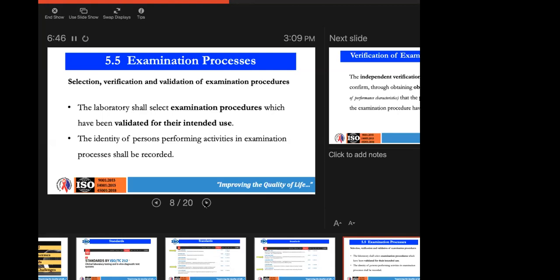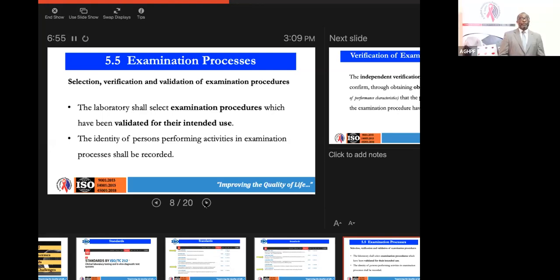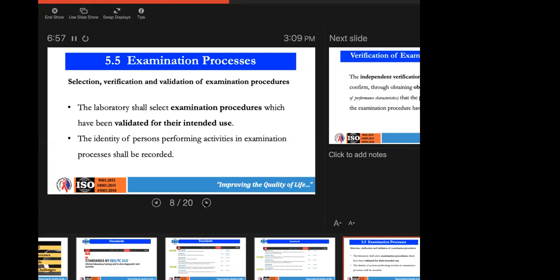For example, you're not going to validate a test examination for the use of urine, and then when it gets to using it in the lab, you use it with saliva. If you know that saliva is going to be the specimen that is going to be used, then you want to ensure that your validation and verification process is for that intended use, which will be saliva and not urine.